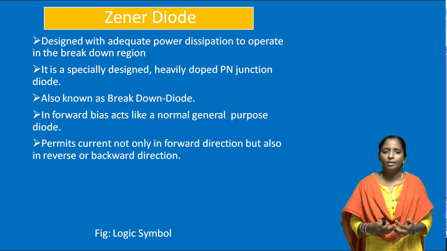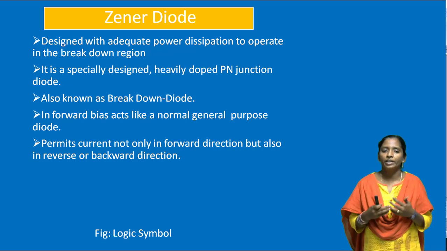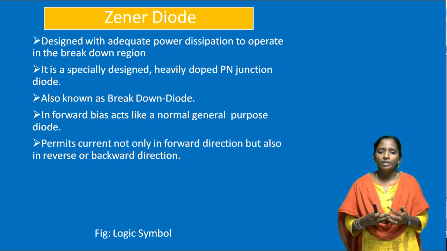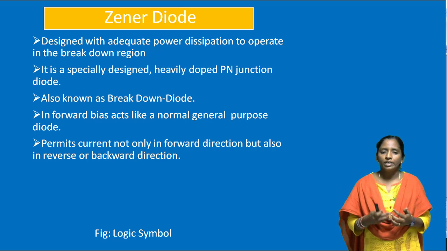It is also known as a breakdown diode because it operates in reverse bias also. Basically, the Zener diode operates in reverse bias. Due to this application, it is used as a Zener voltage regulator. In forward bias, it acts as a general purpose PN junction diode. But in reverse bias also, it allows flow of current. That's why it is also known as backward diode or breakdown diode.